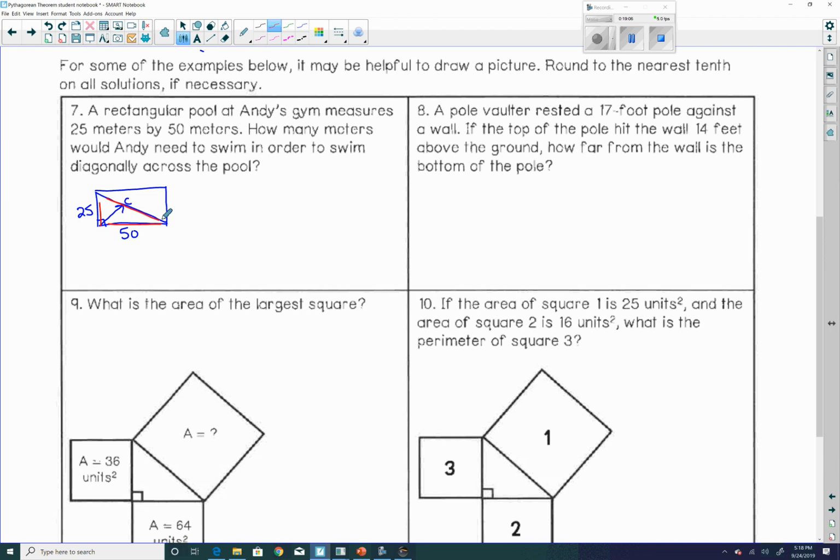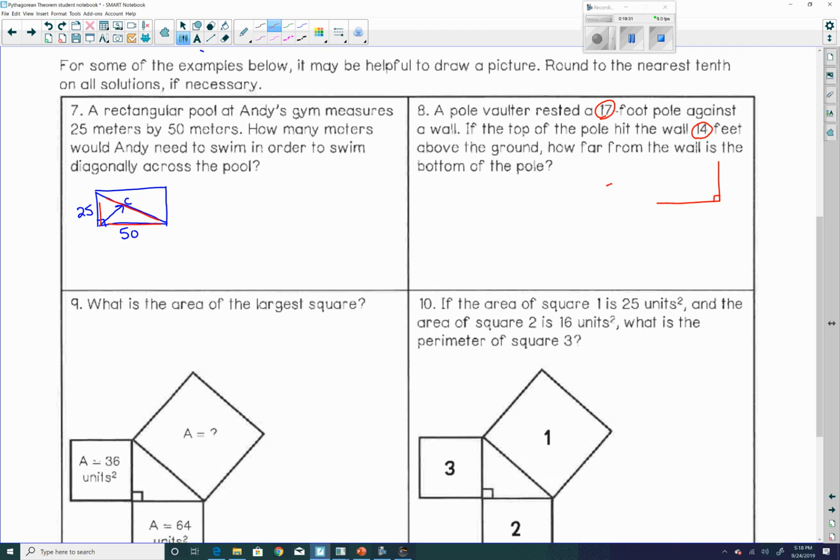Number 8 says a pole vaulter rested a 17-foot pole against a wall. If the top of the pole hit the wall 14 feet above the ground, how far from the wall is the bottom of the pole? So let's think about this. Here's my wall. Here's the ground. There's my right angle, right? The pole vaulter rested a 17-foot pole against the wall.